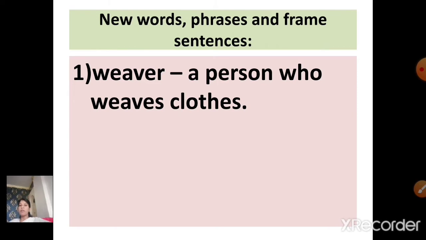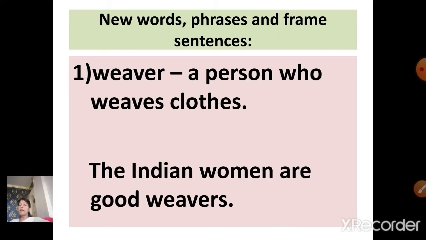W-E-A-V-E-R, weaver. Weaver means a person who weaves clothes. Now the sentence: The Indian women are good weavers.